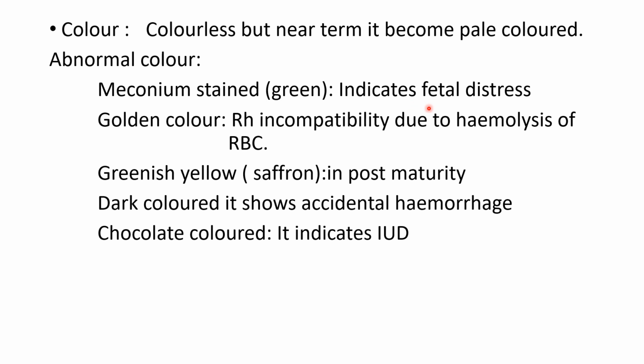Green colored amniotic fluid shows that the baby has passed meconium and indicates fetal distress. If golden colored amniotic fluid is there, it is due to the destruction of RBCs and it suggests Rh incompatibility of the mother. If the amniotic fluid is saffron, that is greenish yellow, it shows post maturity. Post maturity means the pregnancy continues after the 40th week. We know the normal duration of pregnancy is 280 days or 40 weeks, and if it continues beyond the 40th week, that is known as post maturity. In that case, the color of the amniotic fluid will become saffron.